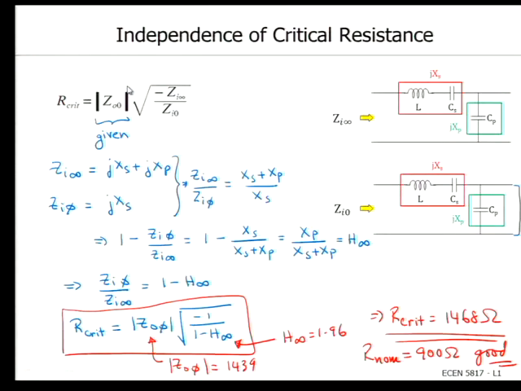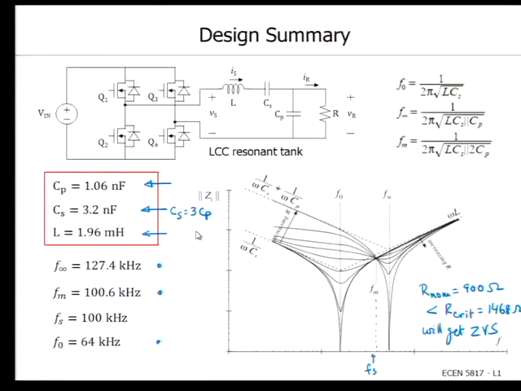What we found was that that choice didn't give us any additional leeway in getting a different value for R critical, which is the value of load up to which point we would get ZVS, right? Our choice of what value of CS we picked was quite arbitrary. We picked it to be 3 times CP and got a value for CS, and therefore we were able to figure out L, right? So that was our design process, and we were able to determine that for our nominal operating point, which was a load equivalent to 900 ohms, we were below the critical value, and so we would get ZVS, and so we were happy, right?